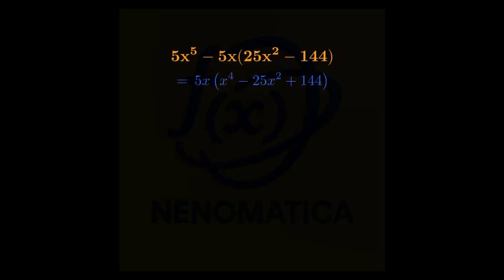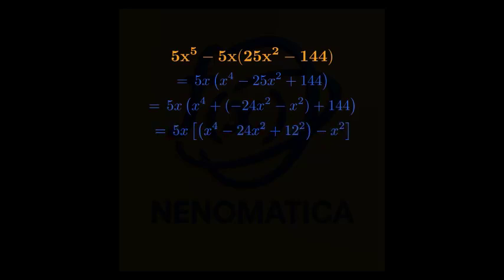Now, we want to prepare a perfect square inside. Rewrite −25x² as −24x² − x², so we can complete the square with x^4 − 24x² + 12². That chunk is a perfect square, (x² − 12)². And then we still have the −x². This sets us up for the difference of squares.